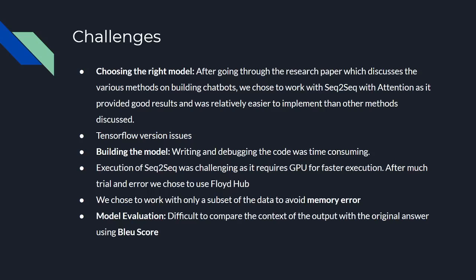Next is executing the model, which was very challenging as it requires GPU for faster execution. After much trial and error, we chose to use Floyd Hub. And coming to the data part, we also chose a subset of the total data as we were faced with many memory errors. And finally, the model evaluation using BLEU score was a little challenging as it was difficult for us to compare the context of the output with that of the original answer using the BLEU score.